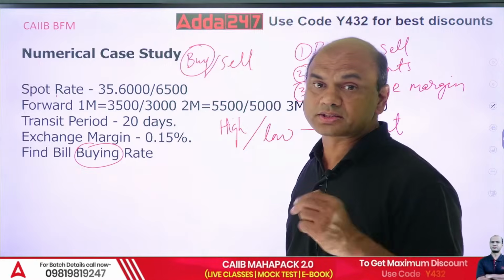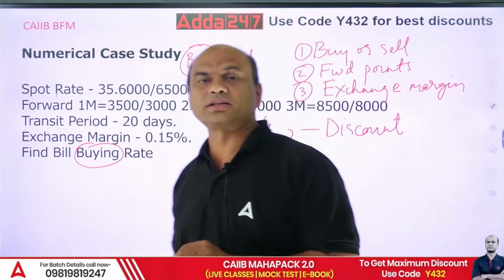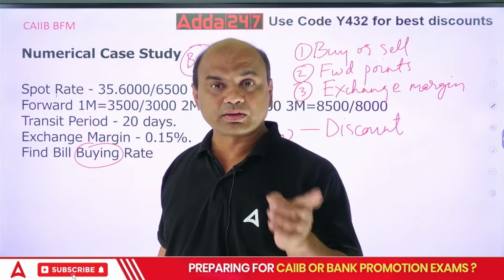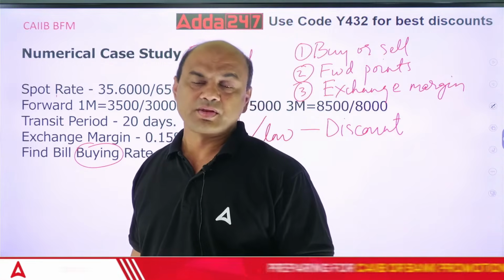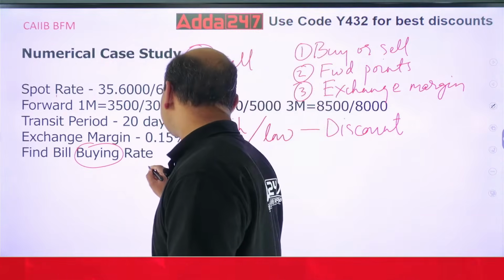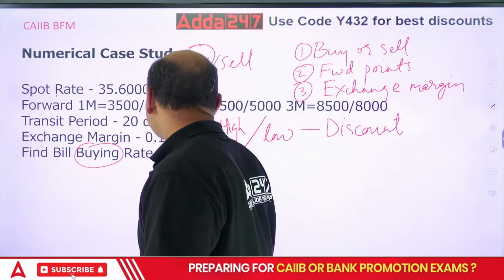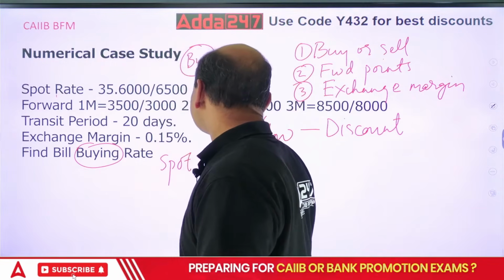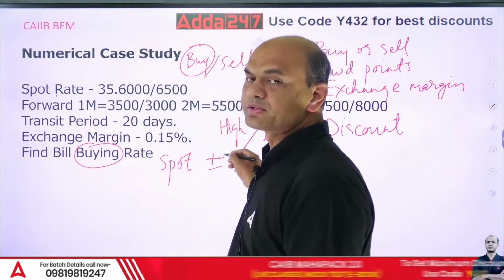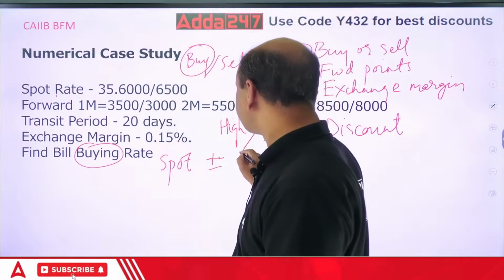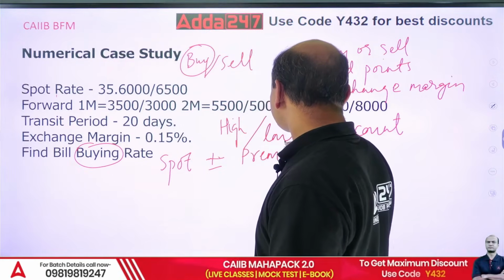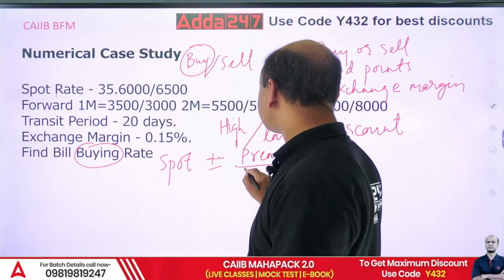Now what do we do with discount? Whenever you have the currency in discount, you will have to subtract it while calculating the forward rate. Now what is forward rate? How do you calculate that? See, forward rate is always calculated as spot plus or minus. So plus or minus means what? If it is premium, then premium is plus and discount is minus.